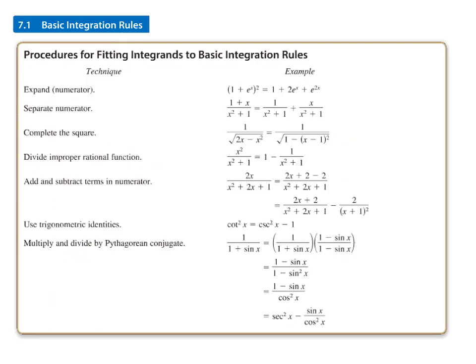Procedures for fitting integrands to basic integration rules. Expand the numerator if you need to. Separate the numerator. Complete the square if you need to. Divide improper rational functions. Add and subtract terms in the numerator. Use trig identities. Multiply and divide by the Pythagorean conjugate. All work.